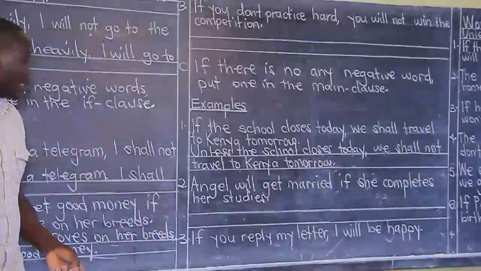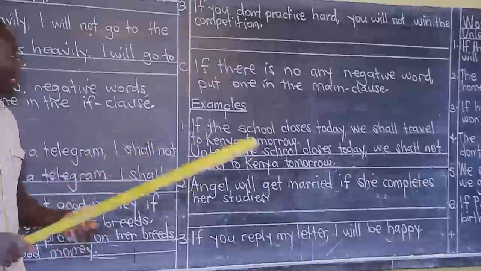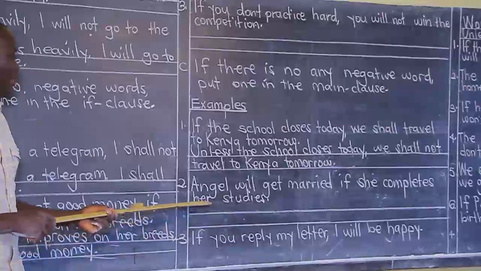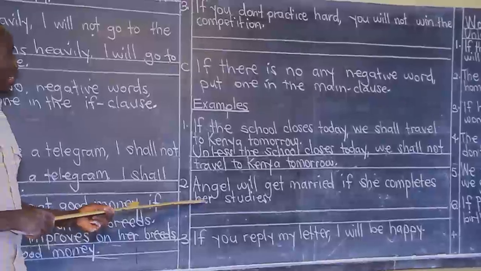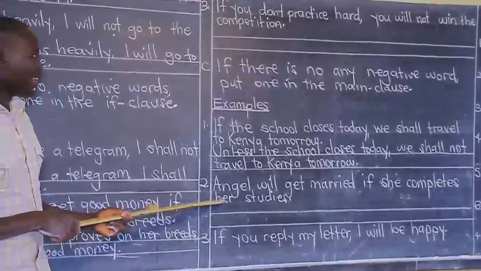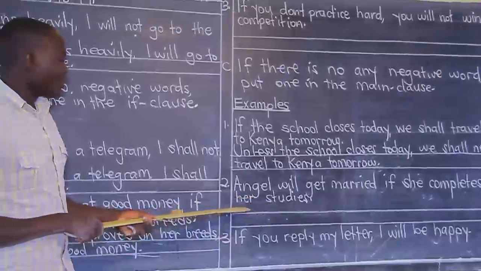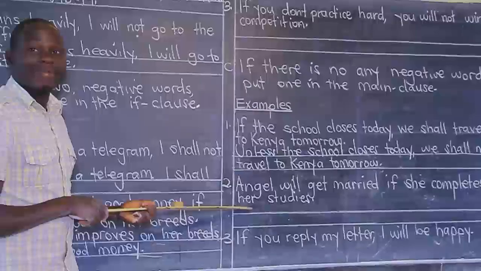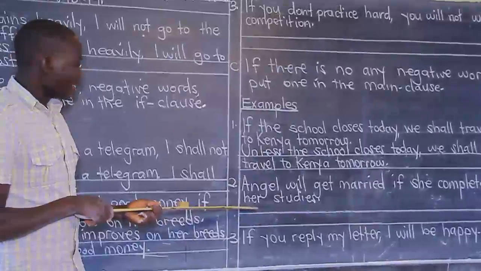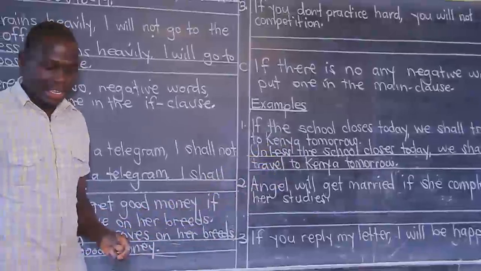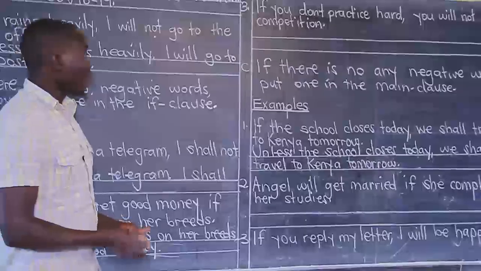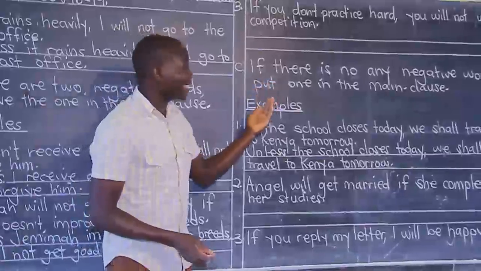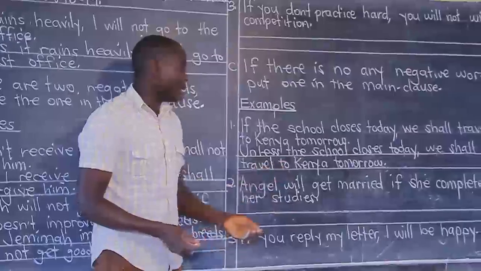Let's look at the second example. Still following the third rule. Angel will get married if she completes her studies. Now here what do we do? We shall say, unless Angel completes her studies, she will not get married. Why am I saying this? I'm following the rule which says if there is no negative word, put one in the main clause.